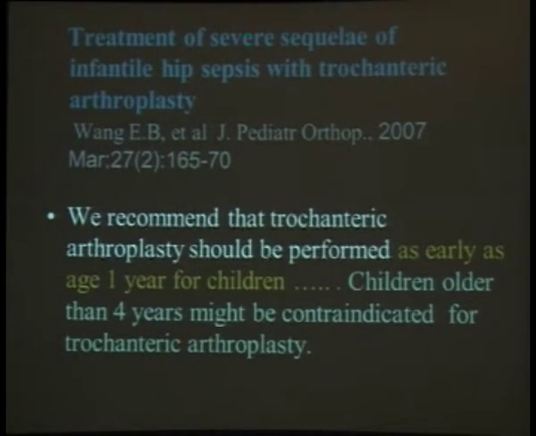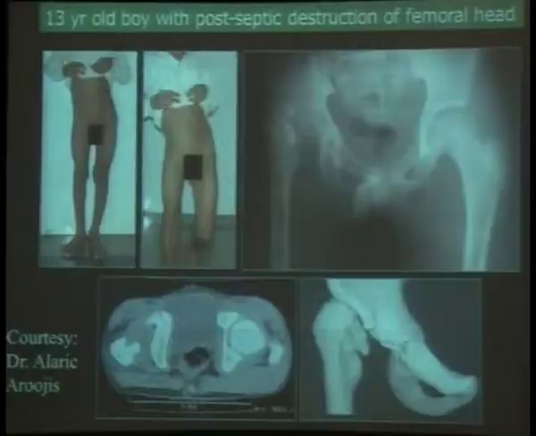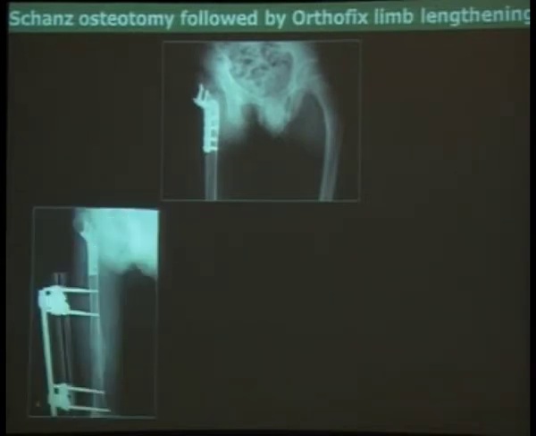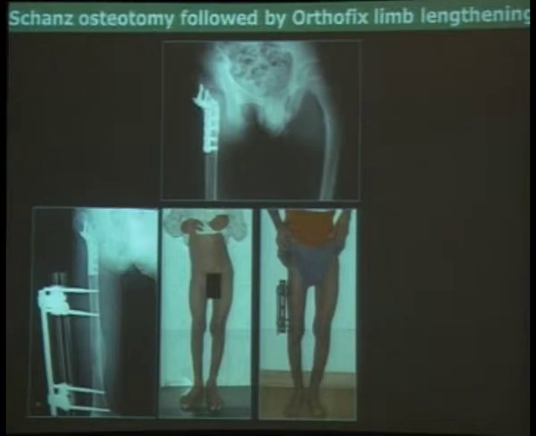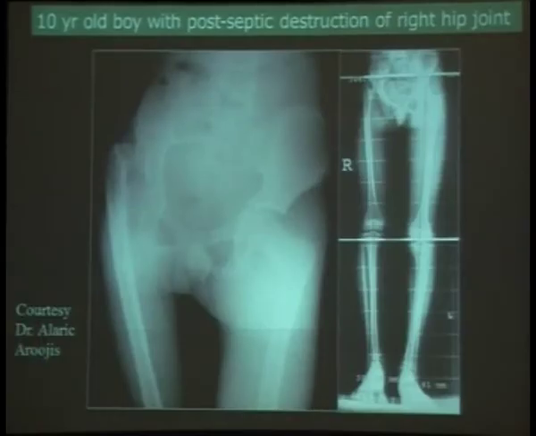Now, different authors from the review of literature, we find that most authors recommend that you do it early. If you wish to do it as early as you can so that there is good adaptation between the trochanter and the acetabulum. The other treatment option is a valgus angulation osteotomy. It's a good treatment option. You have a situation like this, a group 2 hip, and you could do a valgus angulation osteotomy and a lengthening. So you can do lengthening, you can get the length, you can get the stability by doing such type of a procedure.